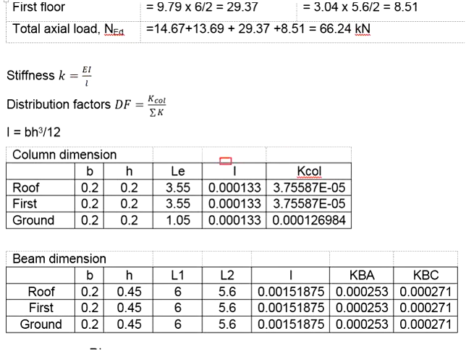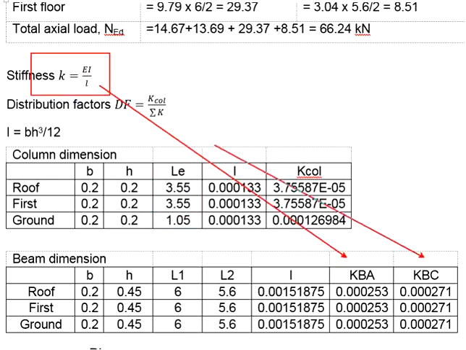Next, we need to determine the moment of inertia. This is obtained based on the formula B H to the power of 3 divided by 12. B times H to the power of 3 divided by 12. You will get the I here. The stiffness of the column will be 1 times I divided by L. You will use the same formulas to determine the stiffness of the beam.